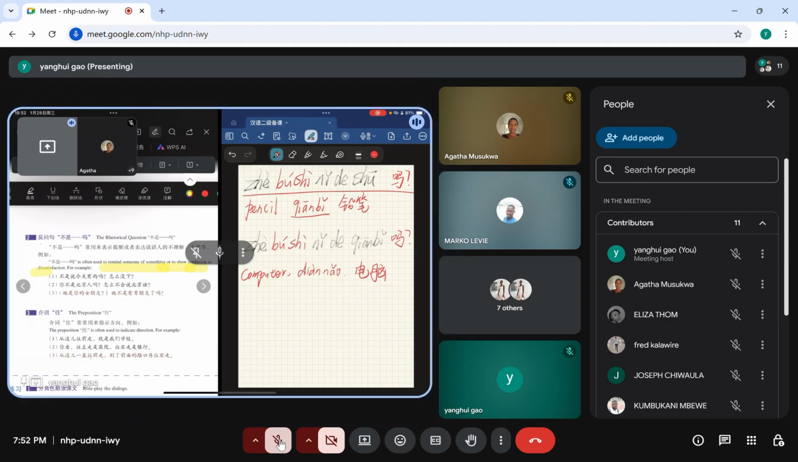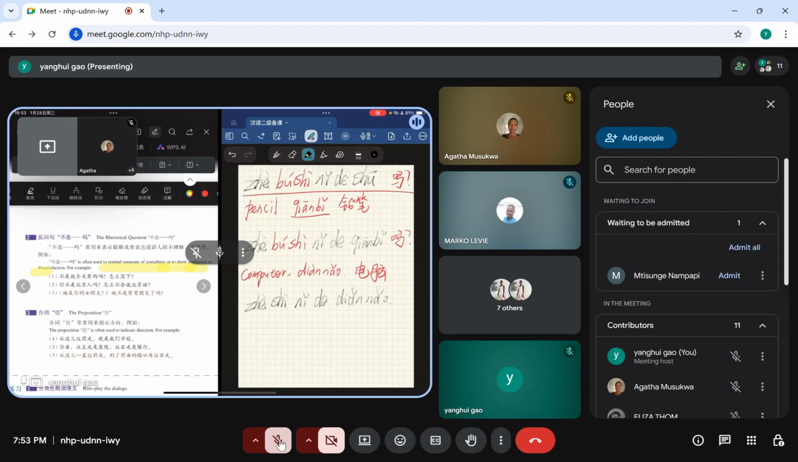You say 这是你的电脑. It's right. You can just say, this is your computer. You use a declarative sentence. Now if we use a question sentence, it's a rhetorical question.